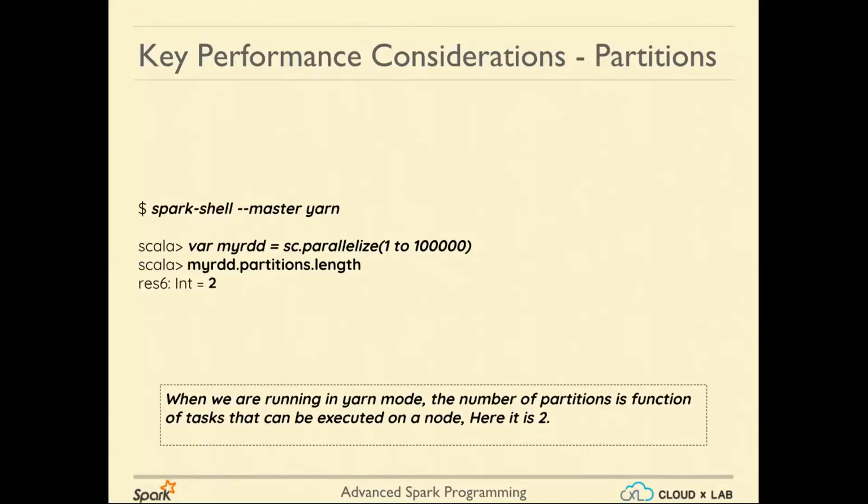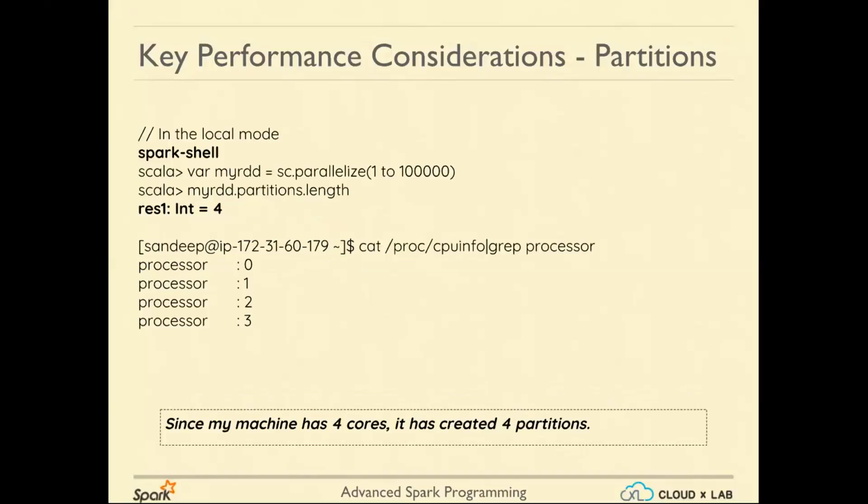Okay, so how many processors are available to your local process is the number of processors we are talking about when we are running in the local mode. All right.